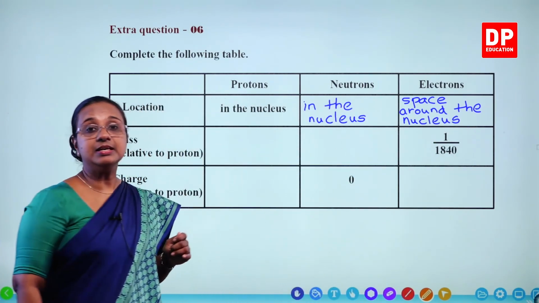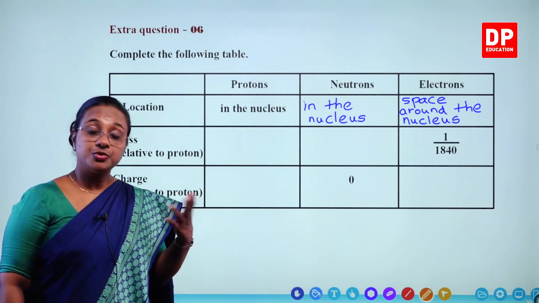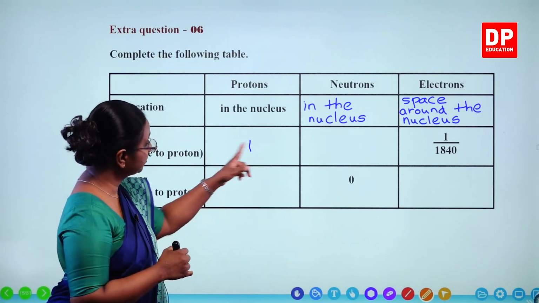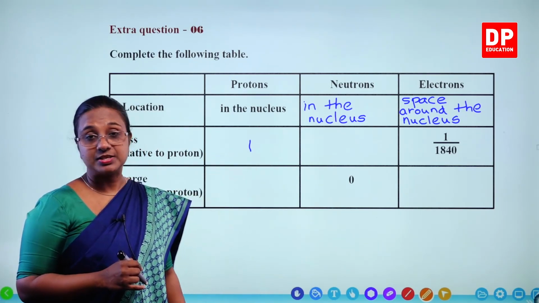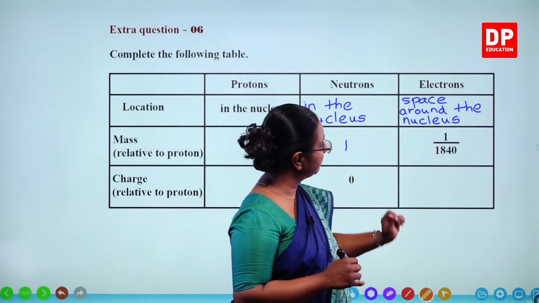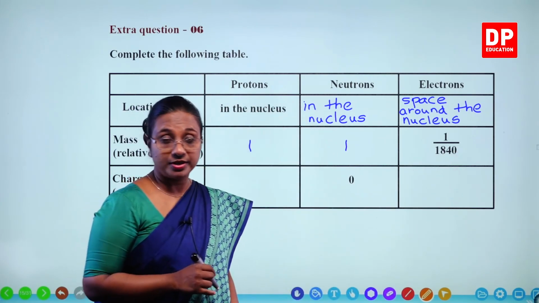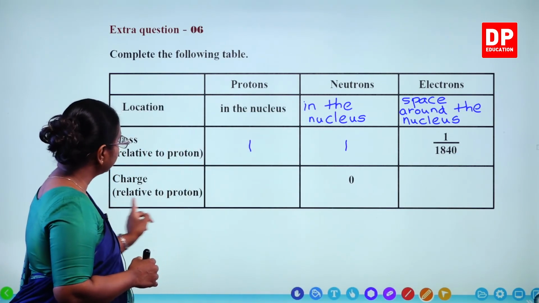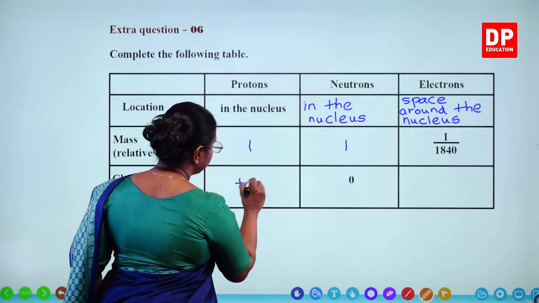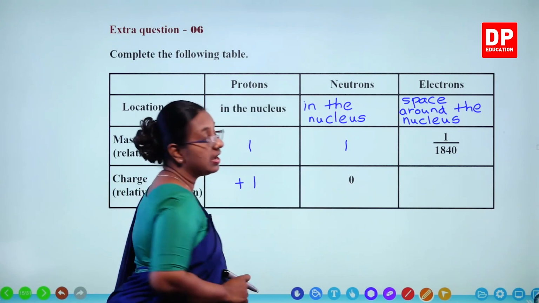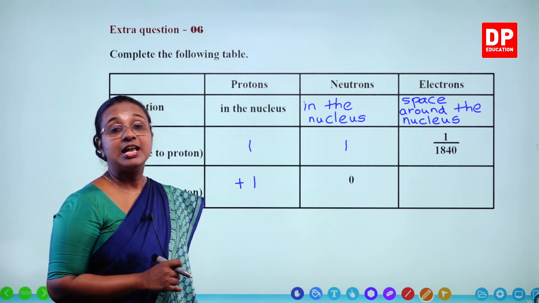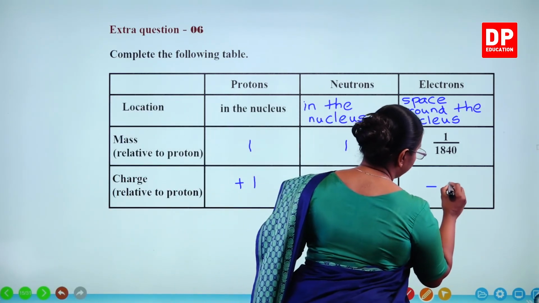Then if we take the mass relative to proton. So proton anyway has a mass of 1. And how about neutrons? They also have a mass of 1, equal to the mass of protons. So here again mass 1. And electrons, it's given to you, 1 over 1840. So then we have the charge. Relative to proton, anyway you know the charge of proton, it's plus 1. So neutrons are neutral, that is why the name neutrons. And then electrons, what is the charge? Negative 1 or minus 1.